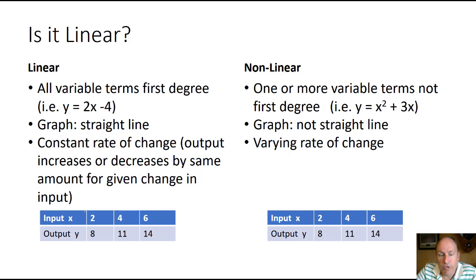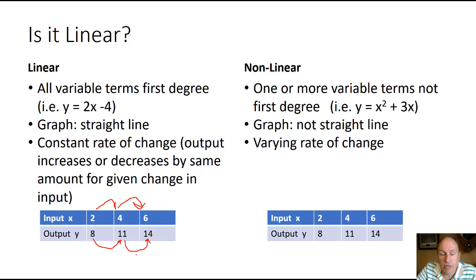We can look at the table. We can look at the data itself. If for any constant change in the input, we have the same change in output throughout, then it has a constant rate of change, it is linear. For example, in this relationship on the left, we have the inputs going 2, 4, 6. So the inputs are changing by 2. And as those change by 2, the outputs are constantly changing by 3.